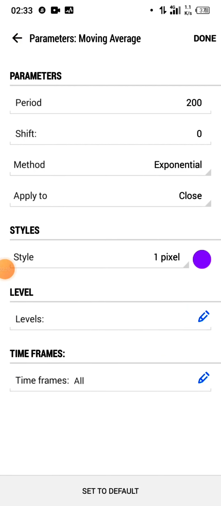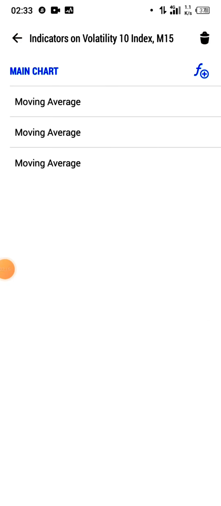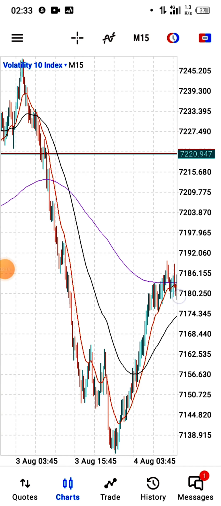I don't know why I like purple. Maybe it's a royal color. That's why I like it. So then I'll set it to purple, then click done. So now I've set up all my indicators.